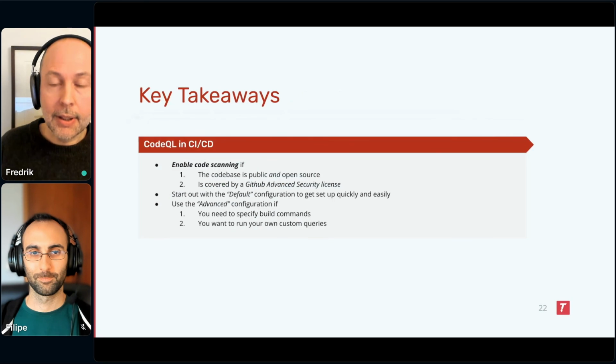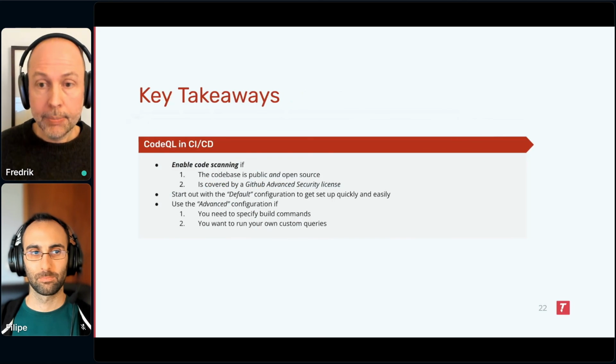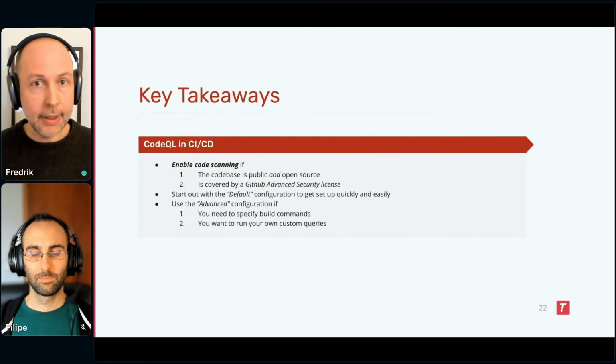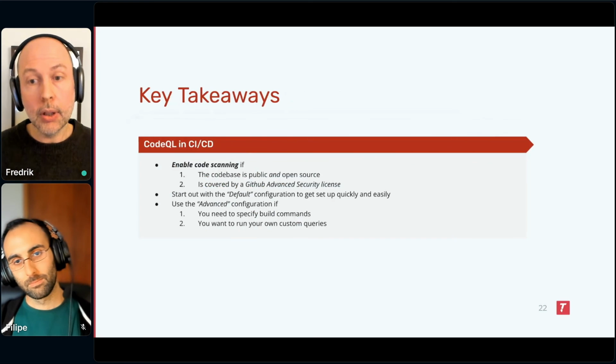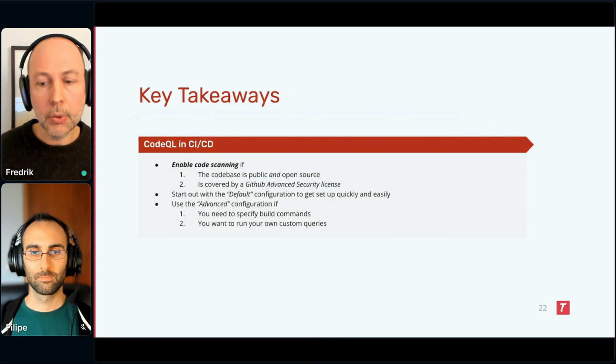Our key takeaway for this section is that we think code scanning with CodeQL on GitHub is great. There's really no downside as long as you have the action minutes to spare. So if your code base is public and open source, or if it's covered by GitHub Advanced Security, then we think that you should enable this. Obviously, it makes sense to start out with a default configuration to get everything set up automatically. And then if you need to, you can switch to advanced later on, right? If you want to specify your own build command, or if you want to run your own custom queries.